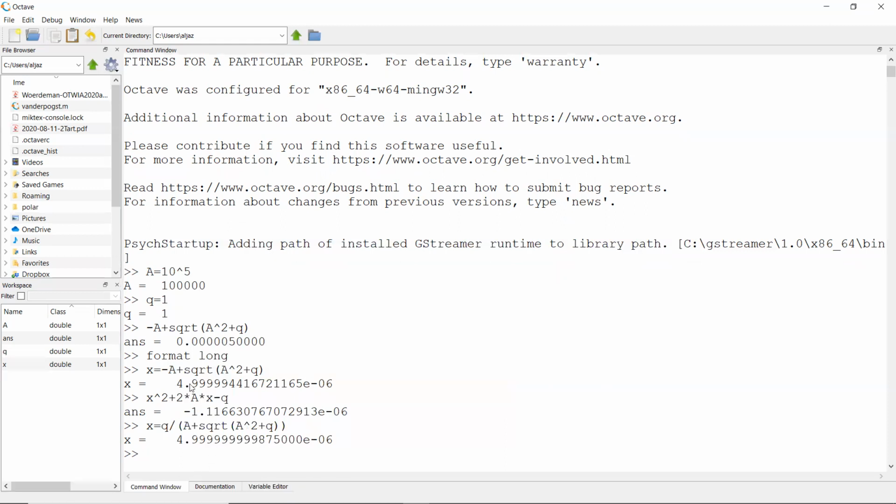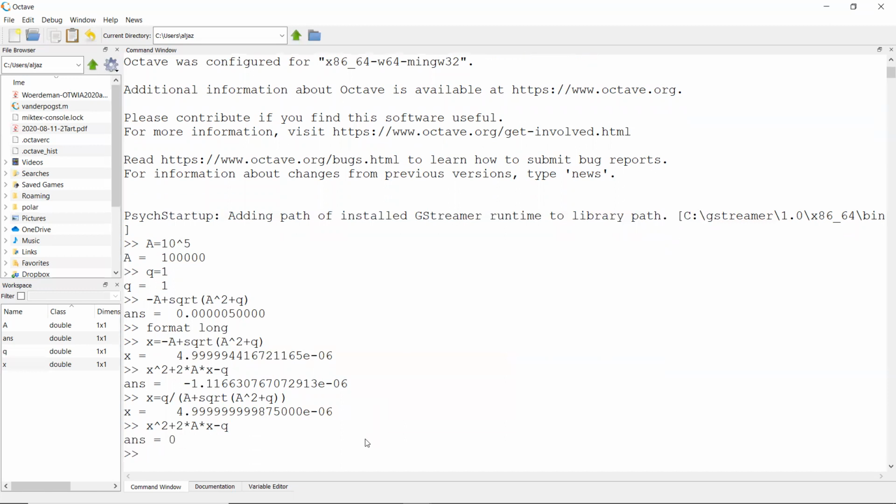Yeah, we see that it's almost the same as the x from the previous method, but from the sixth place on, the decimal places are different. And let's check if this x satisfies our quadratic equation. Yeah, you see that here we really got 0. MATLAB really gave us 0. That means that the first non-zero digit of this x squared plus 2ax minus q appeared far away, and therefore MATLAB takes it as 0.